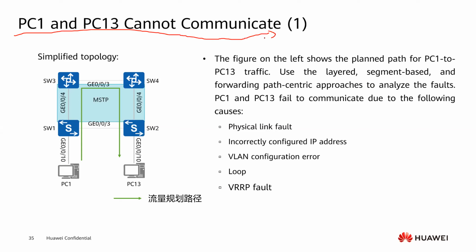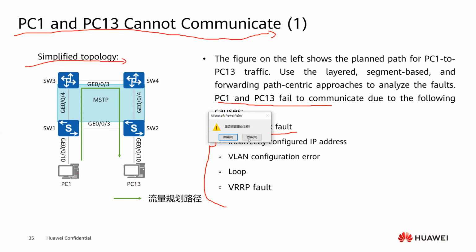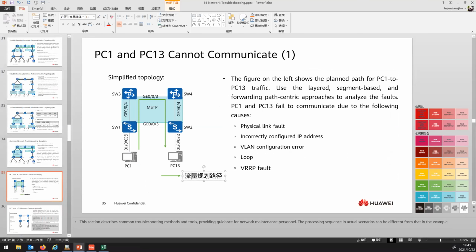PC1 and PC13 can't communicate. We simplified the topology here: PC1, PC13. We just list the operations. We list the reasons. Maybe we have a physical link fault. So this is the traffic path.